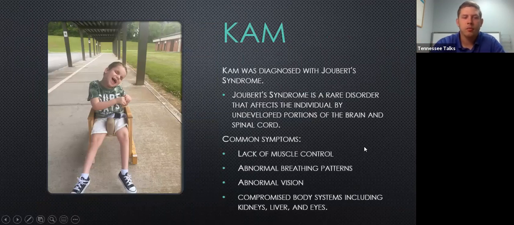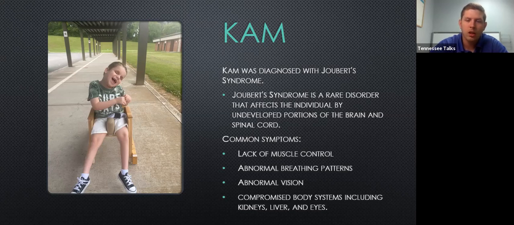This next student's Cam. Cam is diagnosed with a rare disease called Joubert syndrome. This syndrome affects the individual by underdeveloped portions of the brain and the spinal cord. The common symptoms that we find with Cam here are lack of muscle control, his breathing patterns. He kind of gets overheated, his abnormal vision, compromised body systems, including kidneys, livers, and eyes.